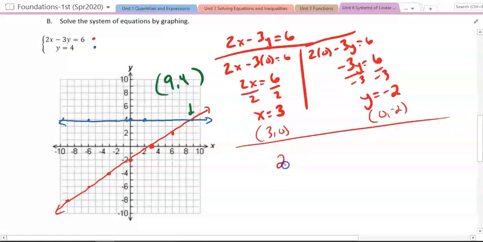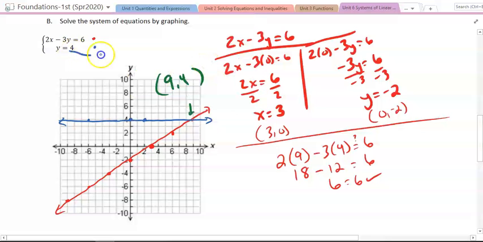Doing that, we get 2 times the 9 minus 3 times the 4. Is that equal to 6? Well, that's 18 minus 12, and 18 minus 12 is 6, so that does check out. And we did check it for the blue because our y coordinate is 4, right? So this does check out. It doesn't matter what type of equation I'm given, the key is being able to graph it on the coordinate plane and then being able to see where those two lines intersect, okay?